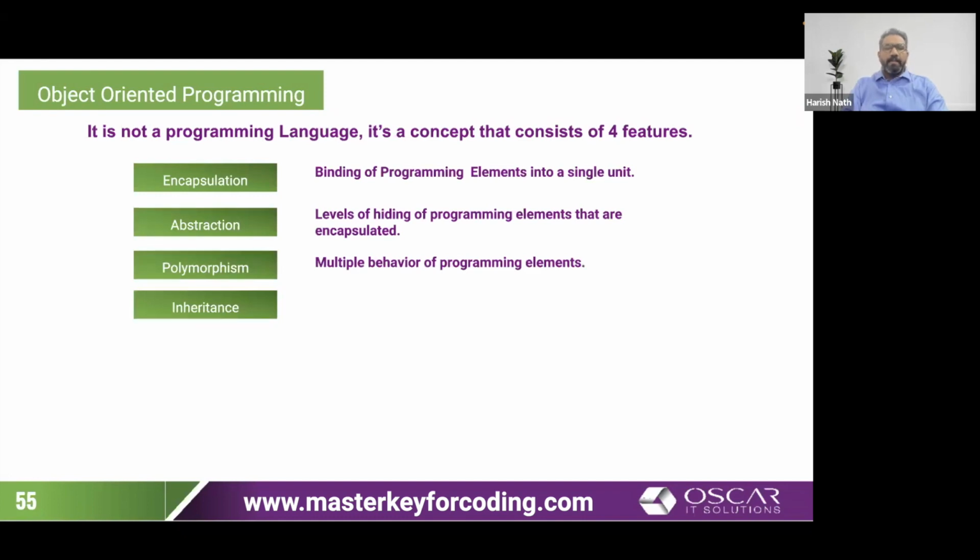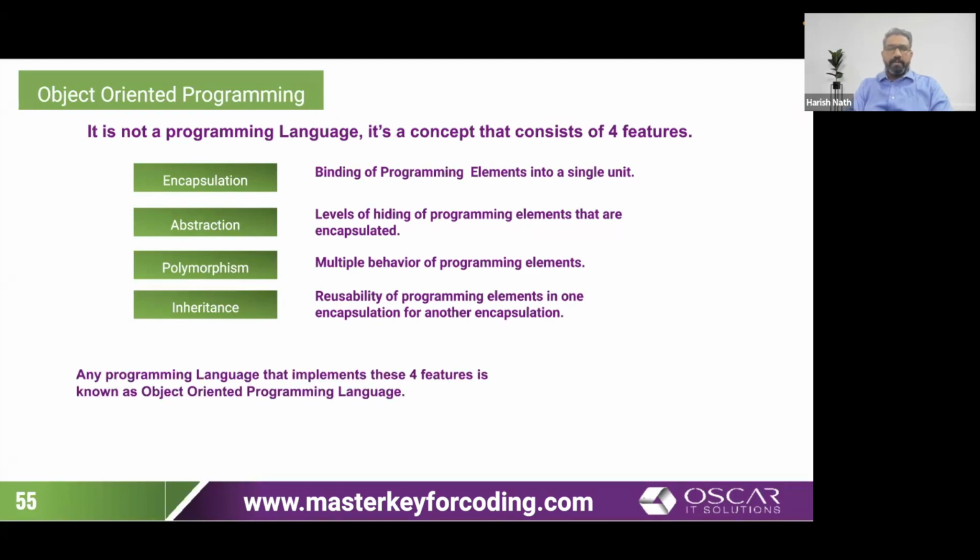inheritance, in which the programming elements of one encapsulation are used to build another encapsulation, and this again leads to encapsulation. So back to feature one. In that encapsulation, again apply abstraction, then polymorphism, then reuse them through inheritance. Inheritance results again in encapsulation. So this cyclic pattern goes on. And these four features comprise object-oriented programming. Any programming language that can exhibit these four features can be considered an object-oriented programming language.